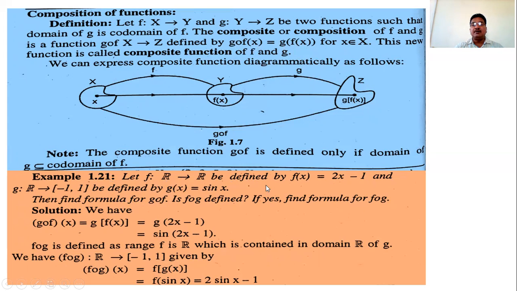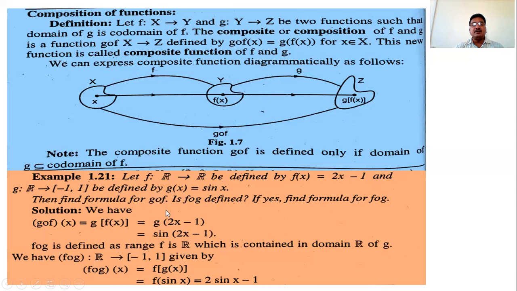So next is the example. Let f from R to R be defined by f(x) = 2x - 1, and g is a function from R to the closed interval [-1, 1] defined by g(x) = sin x. The question is, find the formula for g circle f. Is f circle g defined? So we know g circle f is defined here because the domain of g is Y, and the codomain of f is also Y.